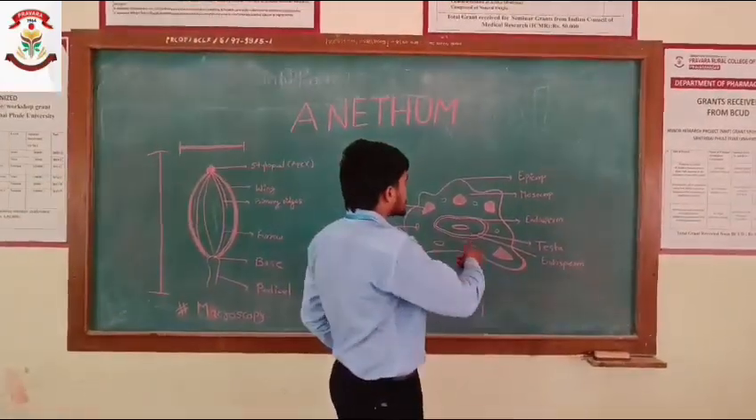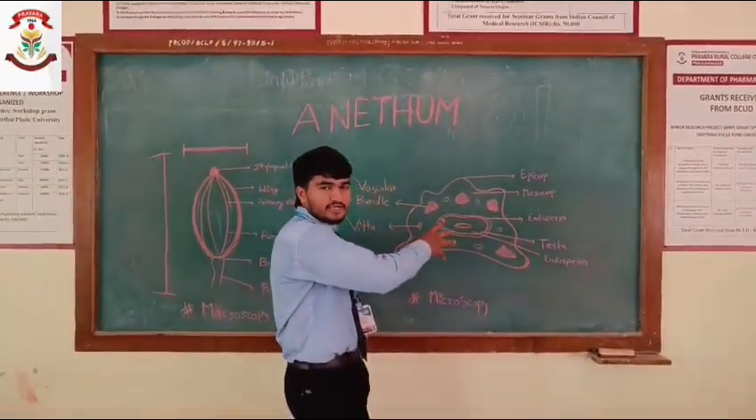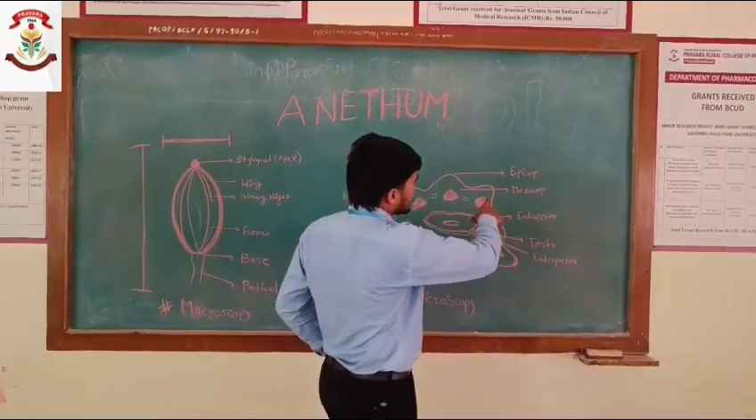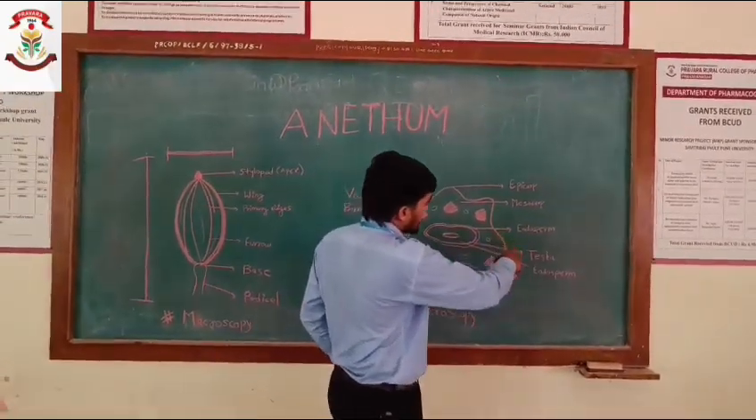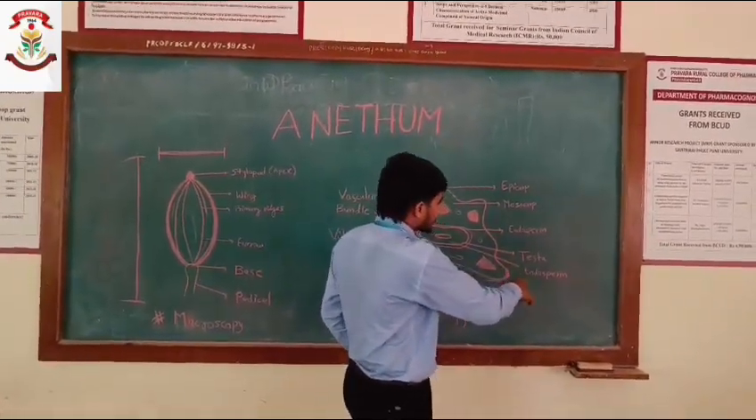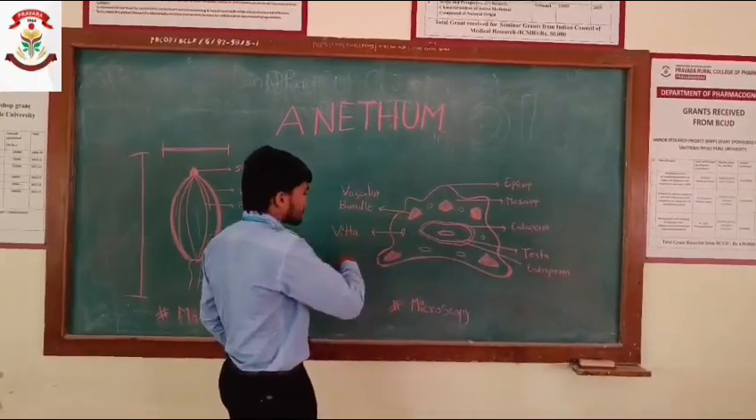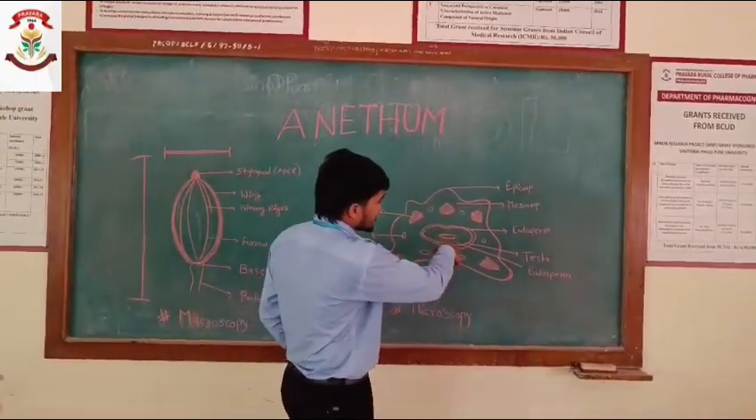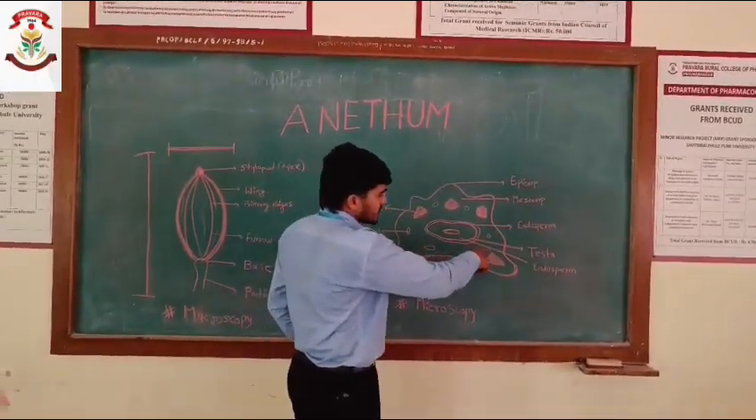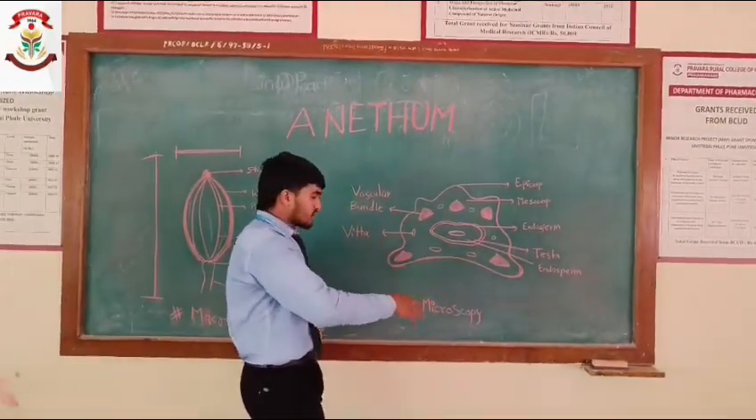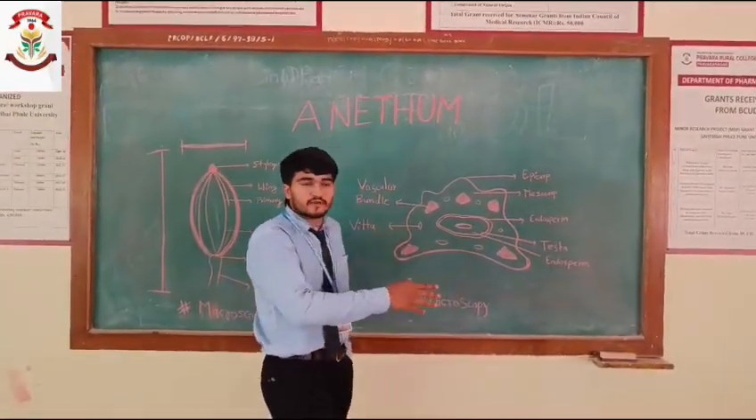In microscopy, we can observe that the structure is irregular in shape, and under microscopy we can observe the epicarp, mesocarp, endosperm, the testa, the vascular bundle, the vittae. Here we can also observe that the layers of endosperm and the testa are clearly visible under microscopy, and it is also the transverse section of the microscopy.